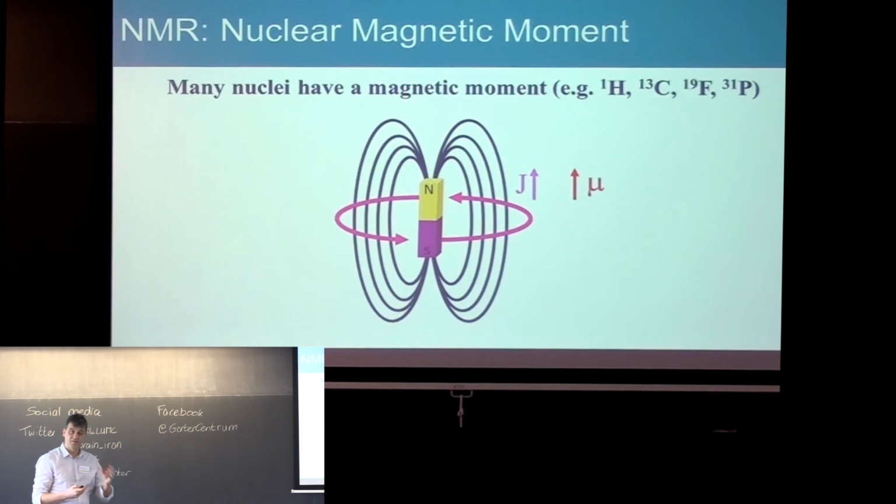And the strength of that little magnet, the strength of the magnetic moment, is proportional to the angular momentum, to how fast the nucleus is spinning round. And the constant of proportionality is written as gamma. It's called the magnetogyric ratio, and it's a property of particular nuclei, so it's different for different nuclei.